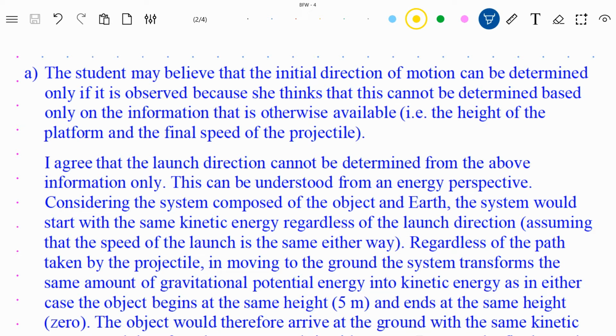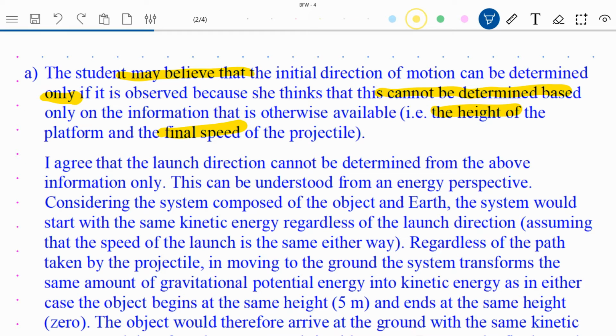So my response to that is, I don't know, the student may believe that the initial direction of motion can be determined only if it is observed, because she thinks that it cannot be determined based only on the information that is otherwise available, i.e., we know that the height it was launched from was 5 meters, and of course we have measured the final speed of the projectile. So from that information alone, maybe the student says, you can't possibly tell if it's up or down. Therefore, this student claims you would have to observe that launch to see if it was up or down.